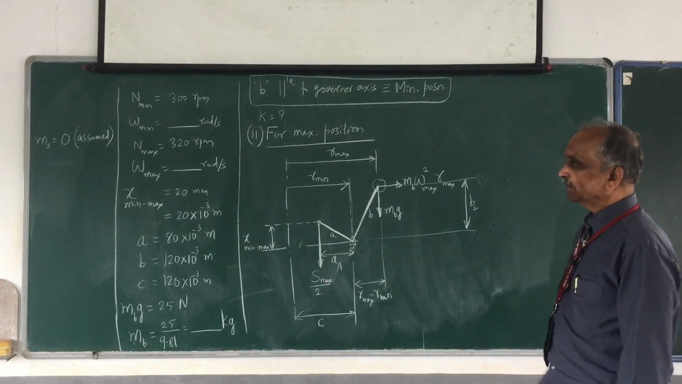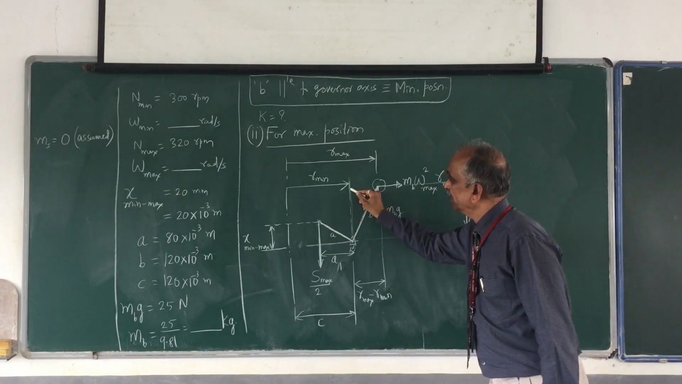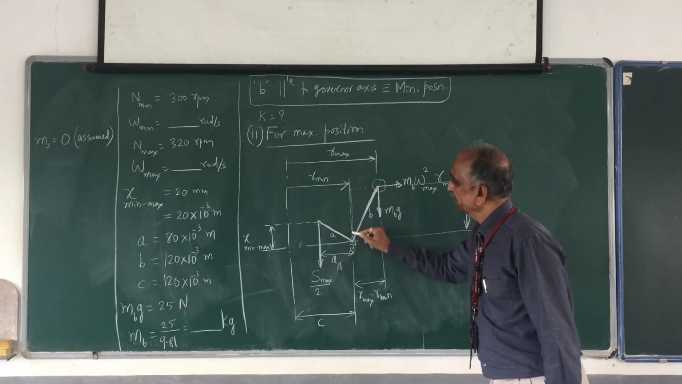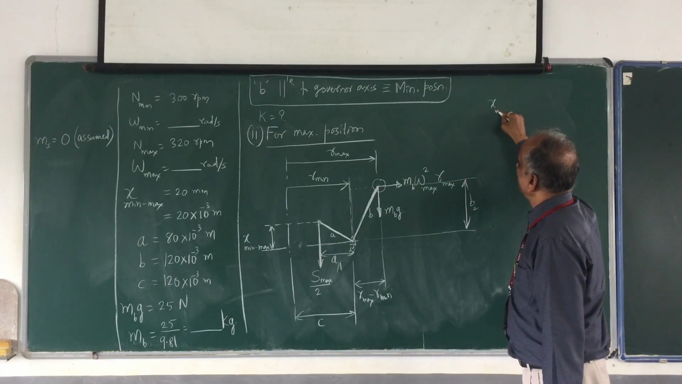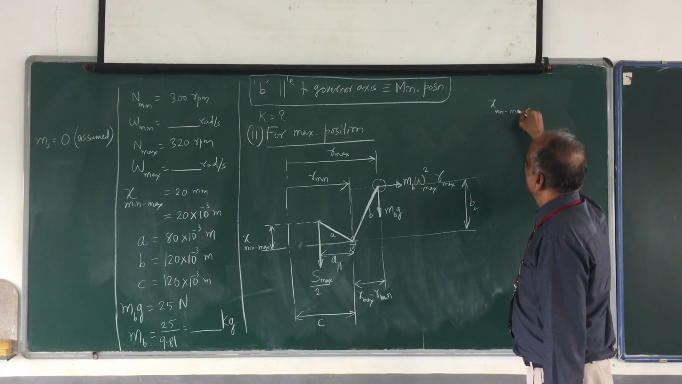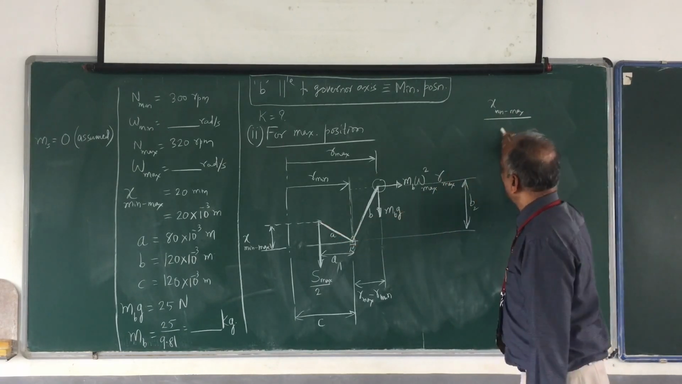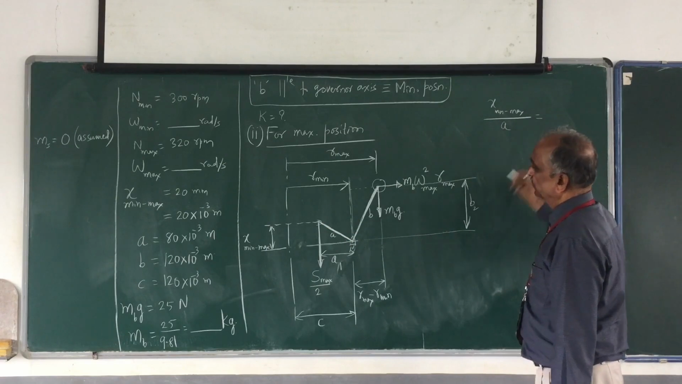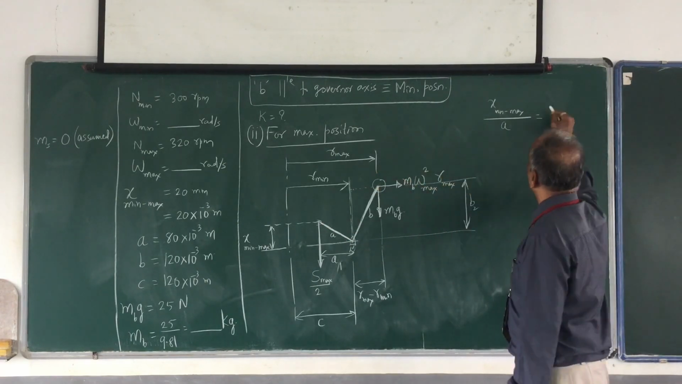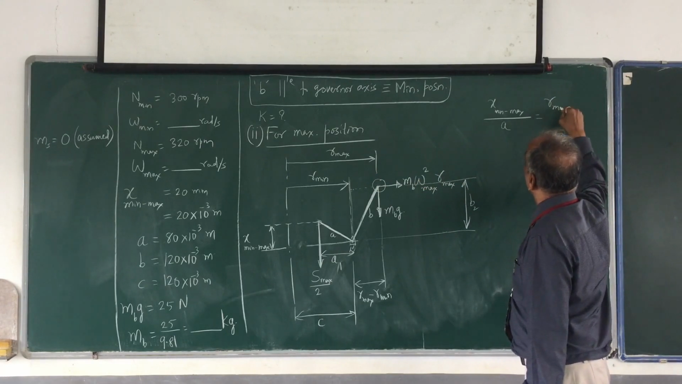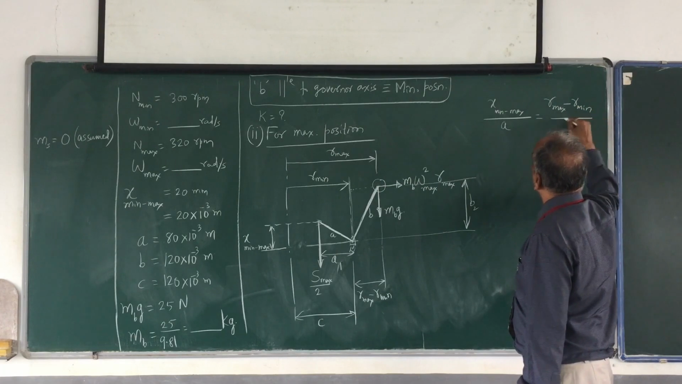So now let me make use of the similar triangle, this similar triangle and this similar triangle. From that I shall get x min max divided by this distance A is equal to this distance. What is this? That is R max minus R minimum divided by B.